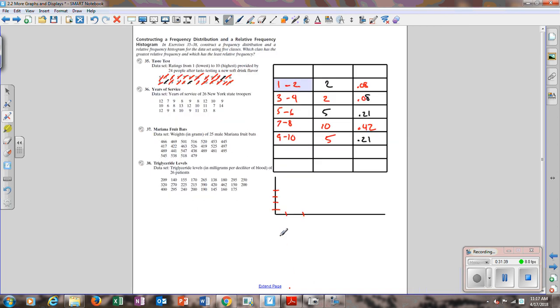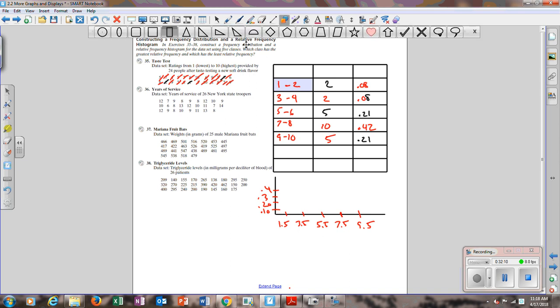So it'd be 1.5, 3.5, 5.5, 7.5, and 9.5, 0.1, 0.2, 0.3, 0.4. Alright, then we just go ahead and make our histogram.